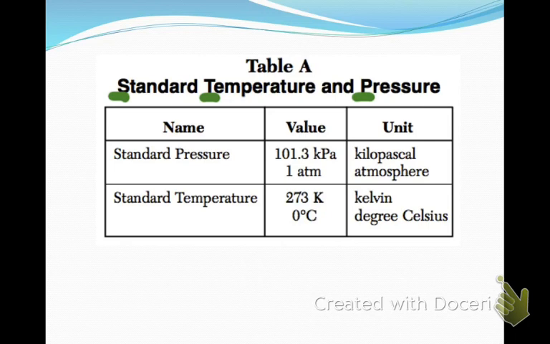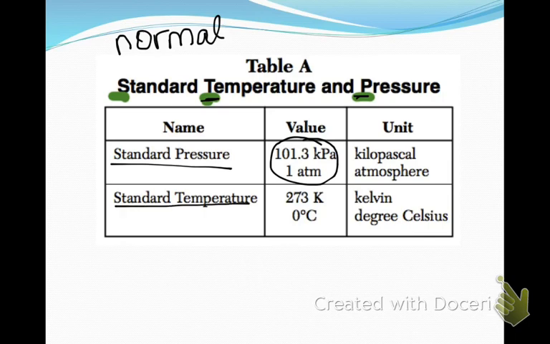The S stands for standard, so pretty much standard conditions, normal conditions. In some old multiple choice questions, you might see it as normal conditions or standard conditions. We have T, which stands for temperature, and the P, which is pressure. So let's take a look at pressure. Standard pressure is 101.3 kilopascals, which is equal to 1 atm. So this is at sea level. Standard temperature is 273 Kelvin, or 0 degrees Celsius.